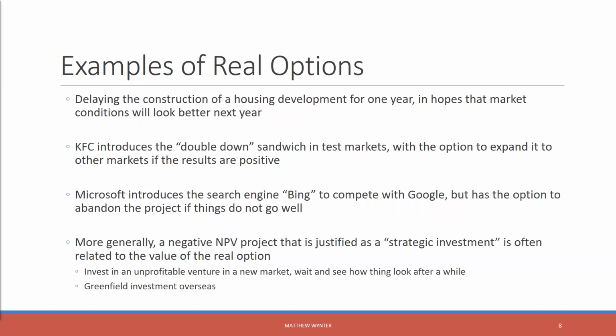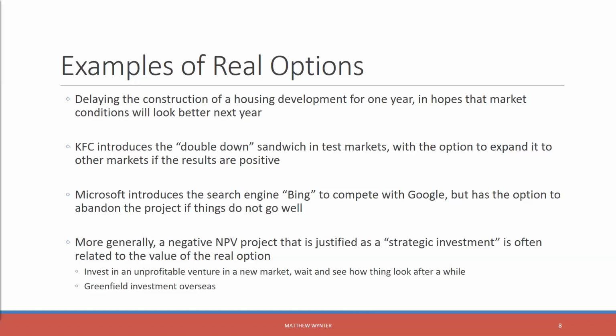Some other examples. One that we'll go through in our lectures will be focused on KFC. They have a sandwich, their Double Down sandwich, which they test in different markets, and they'll use the option to expand it to other markets if the results are positive. Microsoft has done this with Bing. And you see this a lot with different company investments.